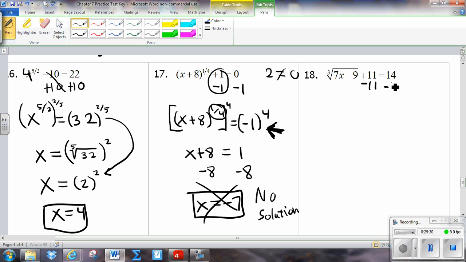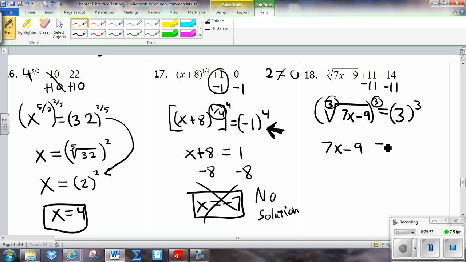So minus 11, minus 11, you're going to get the cube root of 7x minus 9 equals 3. This one should end up nice and neat because you can take a cube root and get a positive out. So this looks okay. So we're going to cube this side. We're going to cube this side. Cubes and cube roots. So 7x minus 9 equals 3 times 3 is 9 times 3 is 27. So plus 9 plus 9. 9's are gone. 7x equals 36.